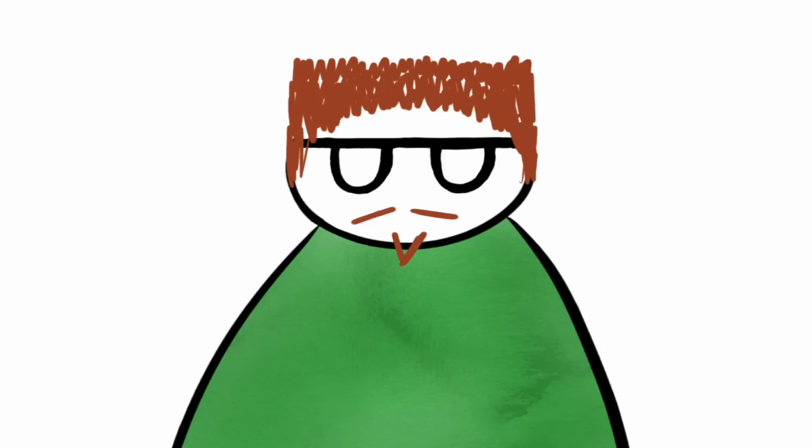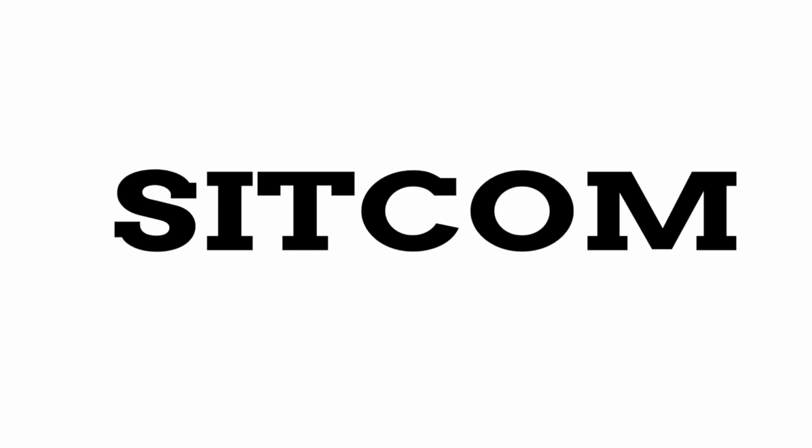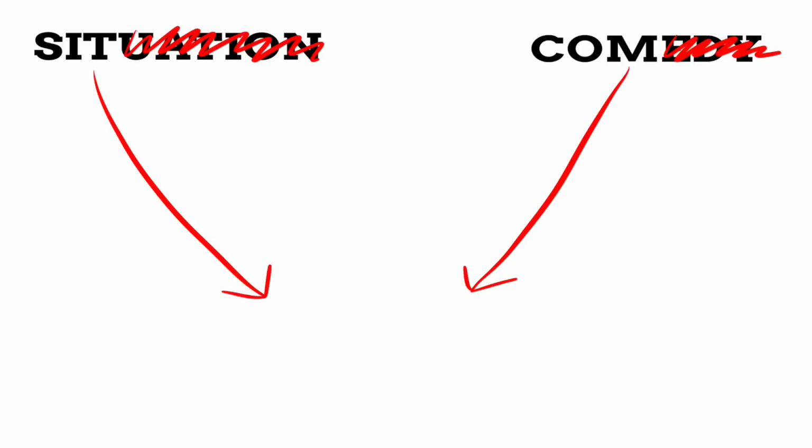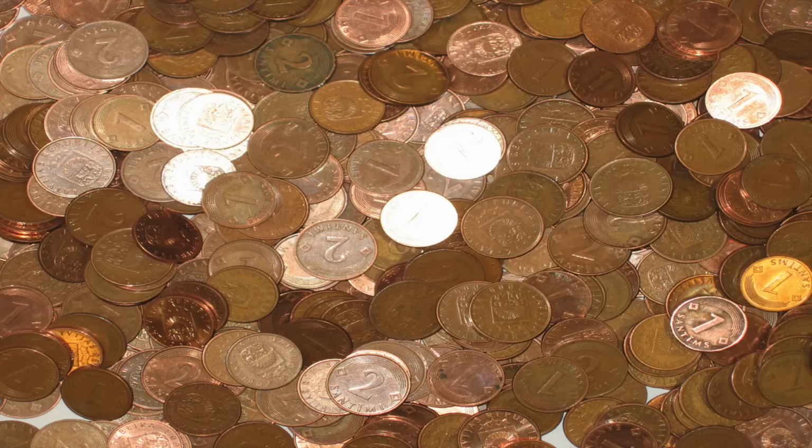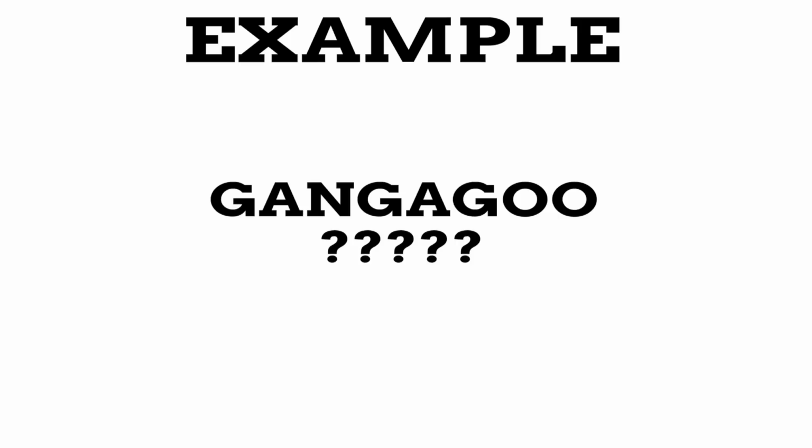So let's use the noun sitcom. To come to this word, you clip down situation and comedy to just sit and com, then compound them together to make sitcom. Now, say you have a word in your head that doesn't connect to any of these ways of formation. That word was most likely coined. Coining is the art of creating brand new words. In example, I've just coined the word gangagoo. What does it mean? Why don't you tell me down below?